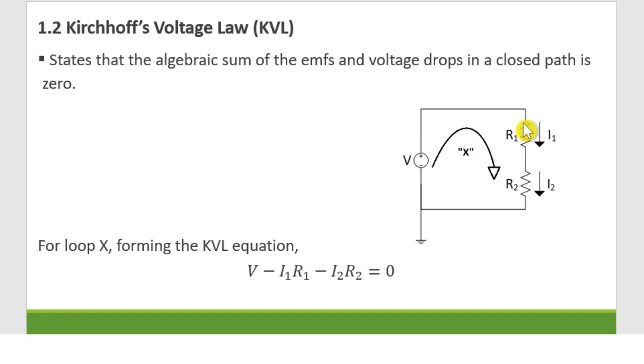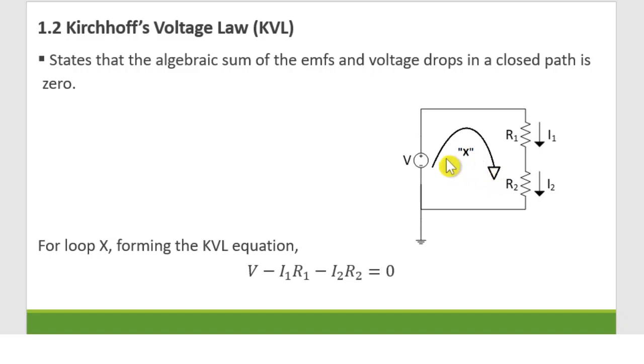First, assume current direction in each resistor. Note, it is alright if you assumed a wrong one because the result will just leave a negative value, but the magnitude would still be the same. Second, choose the loop to form the KVL equation.